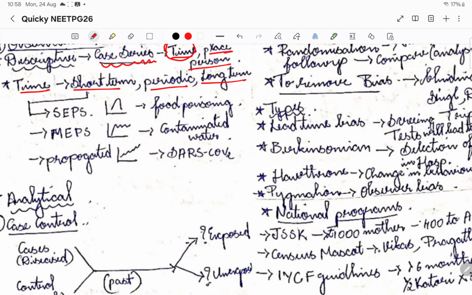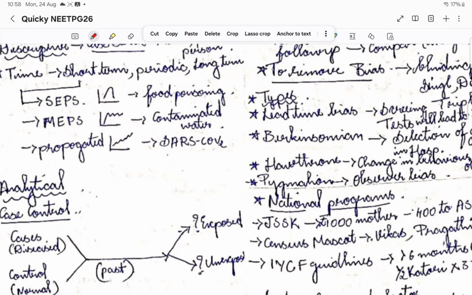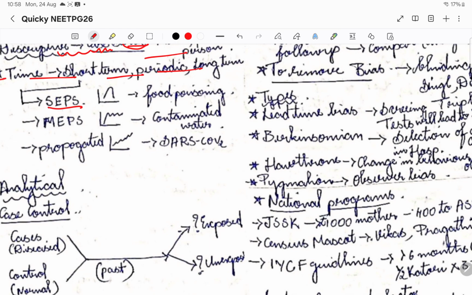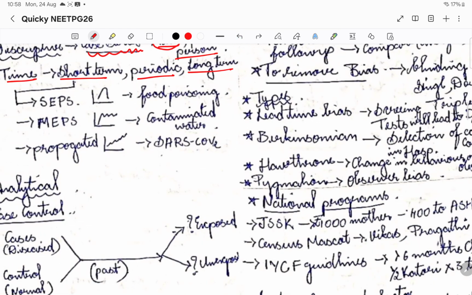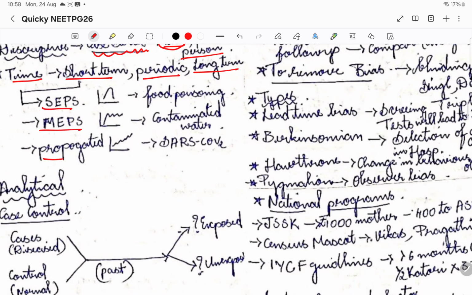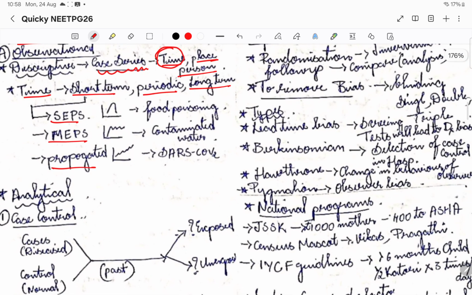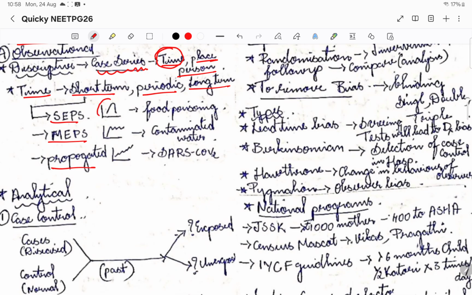SCP means single exposure. Then MEP is multiple exposures. Then the other one is propagated. Please remember these things. The graphs would look like this. Single exposure means there is a single exposure before the pathology occurred. For example, food poisoning in a marriage or in a function: the food poisoning had happened and all of them had a single exposure, right? So that is how the pathology propagated.